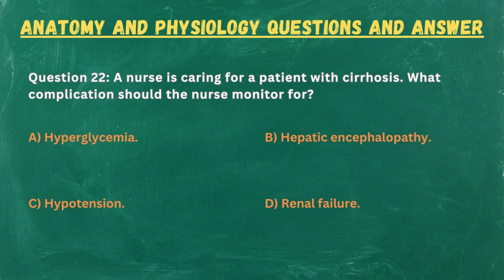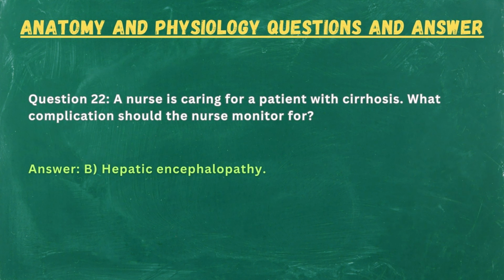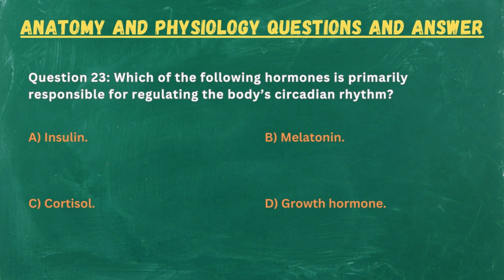A nurse is caring for a patient with cirrhosis. What complications should the nurse monitor for? A. Hyperglycemia. B. Hepatic encephalopathy. C. Hypotension. D. Renal failure. Answer B. Hepatic encephalopathy.